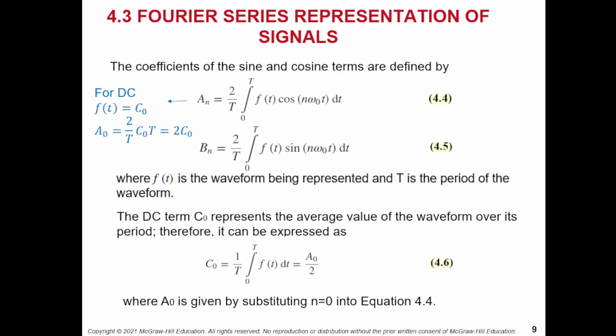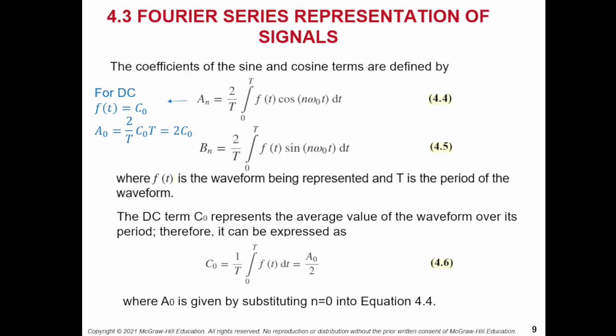And you can check the theory of the Fourier series. By the theory of Fourier series, the an and the bn can be expressed like this. But we want to find C0, right? C0 is the DC term. So we just put a DC here.